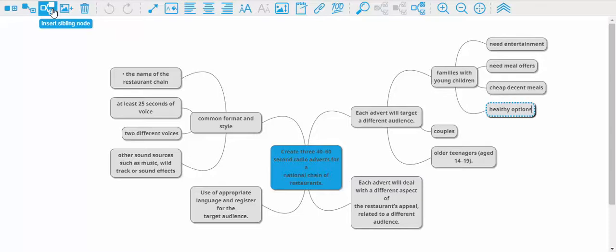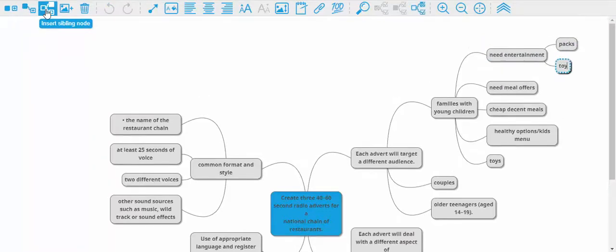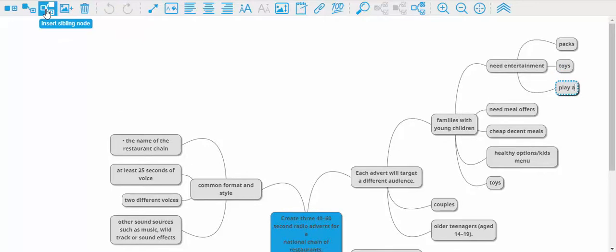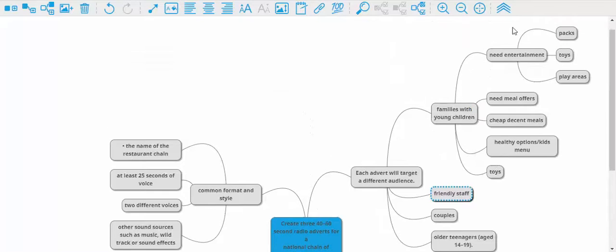Healthy options or kids menus. They might be looking for toys, things like that, so need entertainment. So packs, toys, play areas, and they're probably wanting some friendly staff. Okay, so you can see here I've got some really good ideas now of how I can target one advert of this restaurant around these areas. How does this restaurant provide those particular things?